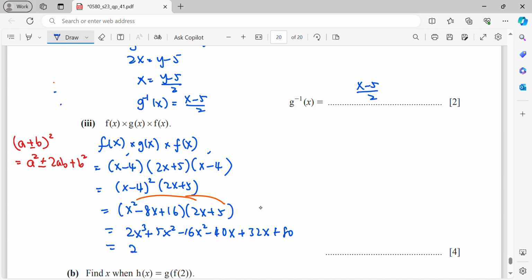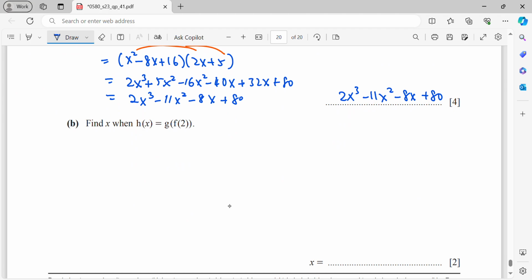So from here, I will simplify. You will be getting 2x cubed. So 5x squared minus 16x squared is minus 11x squared. Then minus 40x plus 32x is minus 8x, then plus 80. So your answer is 2x cubed minus 11x squared minus 8x plus 80.